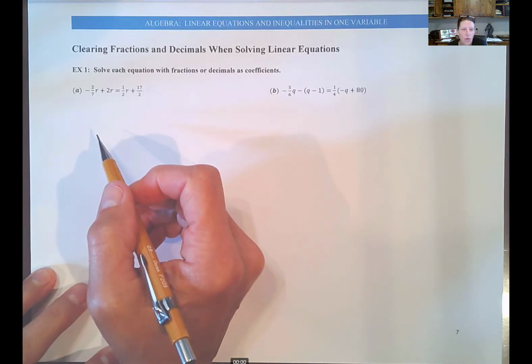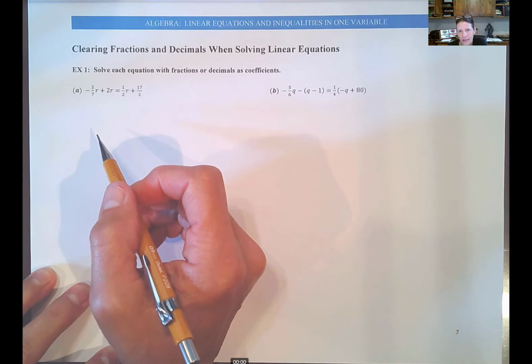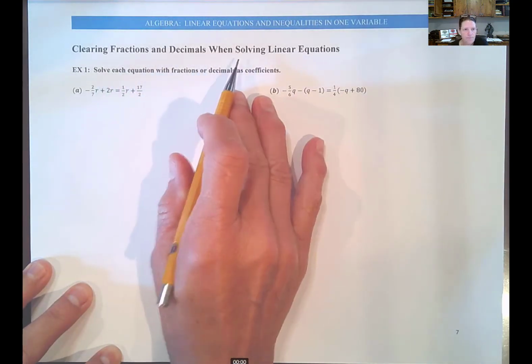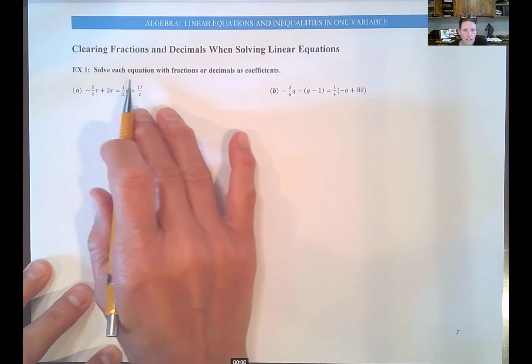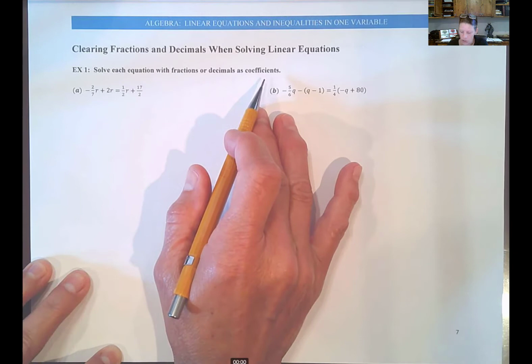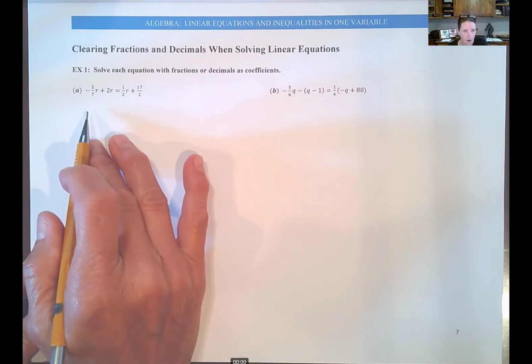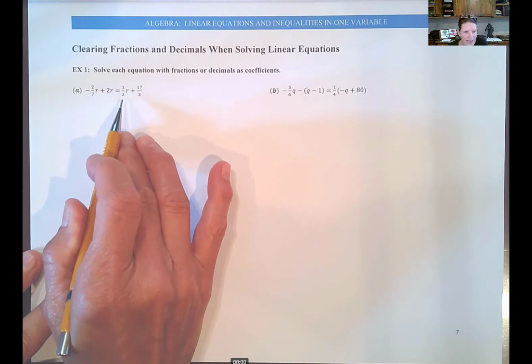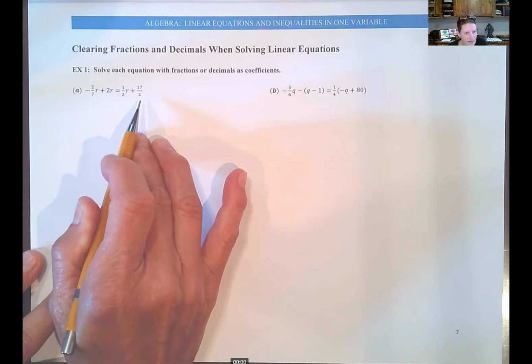In this video, we will continue to solve linear equations by clearing fractions and decimals. In example 1, we're going to solve each equation with fractions or decimals as coefficients. In part A, -2/7 r plus 2r is equal to 1/2 r plus 17/2.